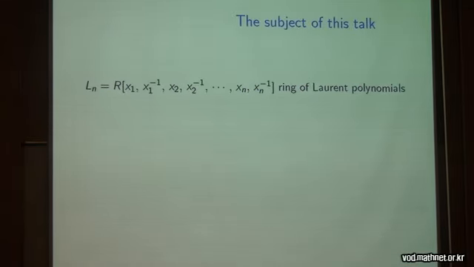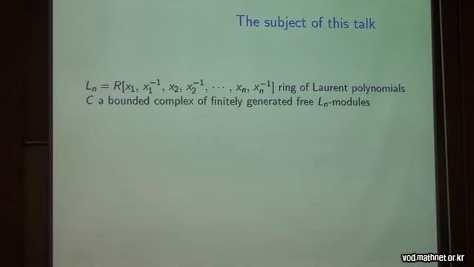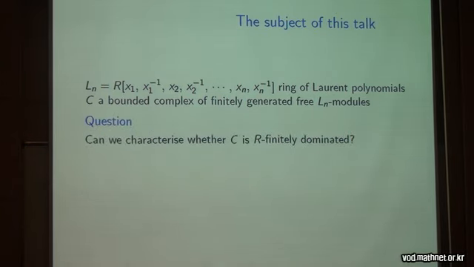And more precisely, I want to look at a special case. Namely, I look at the ring Ln, which is a Laurent polynomial ring over R in n indeterminates. Right? So I have x1 up to xn and their inverses. And I look at a bounded complex of finitely generated free Ln modules. And Ln as an R module is not finite, right? That's infinitely generated. So it's a priori not clear that such a complex C satisfies any reasonable finiteness condition over R. Okay, if you forget about all the Laurent variables, just think of that as a complex of R modules, you lose finiteness immediately.